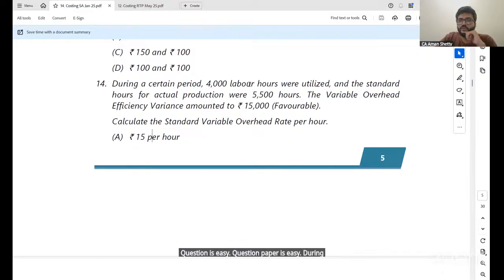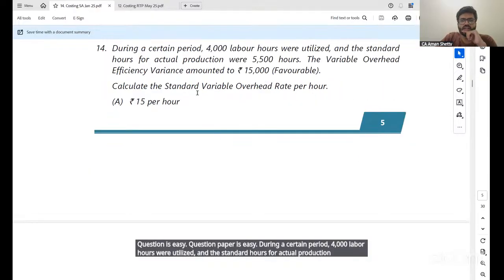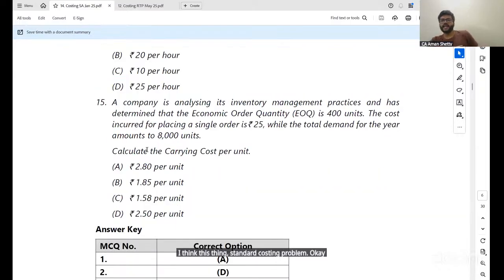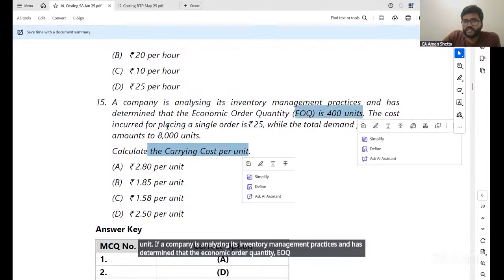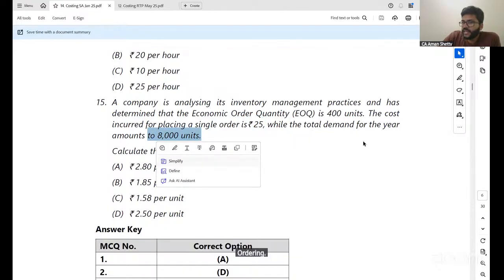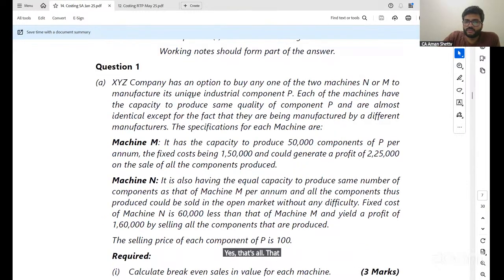During a certain period, 4,000 labor hours were utilized and the standard hours for actual production. So again, this is a standard costing problem. Calculate carrying cost per unit. A company is analyzing its inventory management practices and has determined that the economic order quantity, EOQ, is 400 units. The cost incurred for placing a single order is rupees 25. That means the ordering cost is given. Total demand A is given. Can you find out C by applying the formula, square root of 2AB by C? Clear, all of you? Yes, that's all. Those are your MCQs.